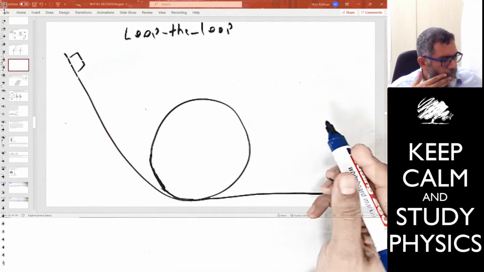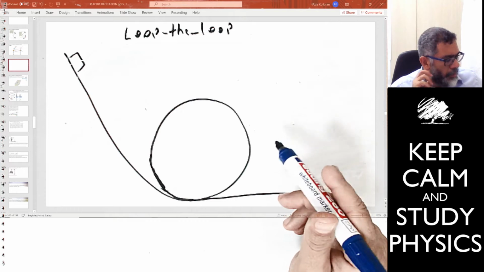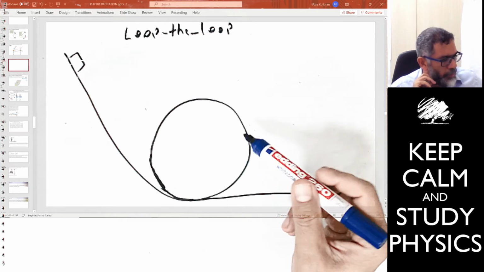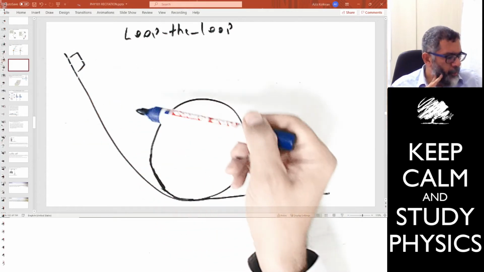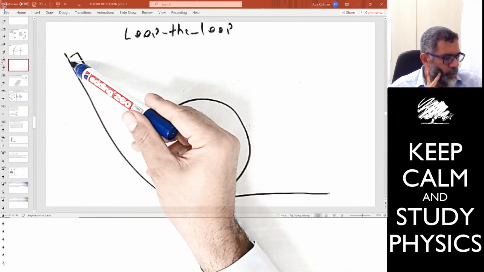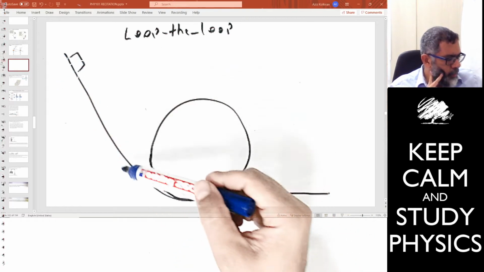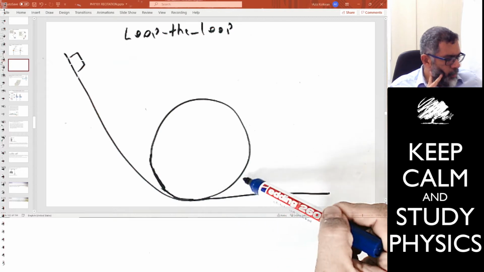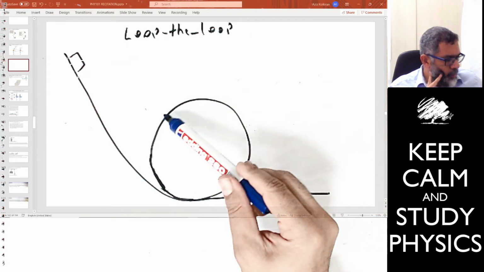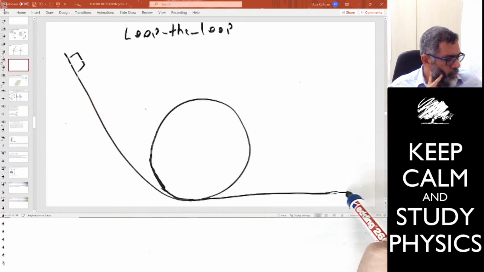So another application of circular motion, Newton's second law applied to circular motion, is this famous loop-the-loop problem. Suppose that there is no friction between the object and the track, and we have such a track that goes like a circle at this point, then it continues in this direction.